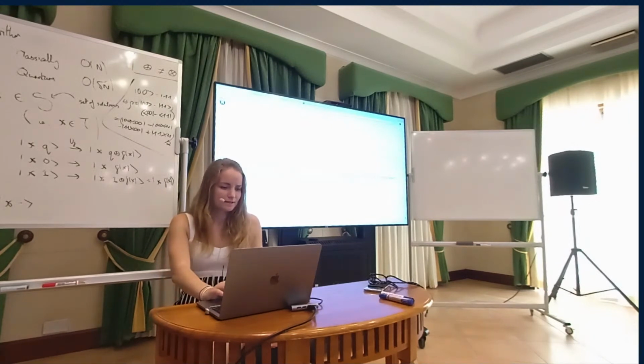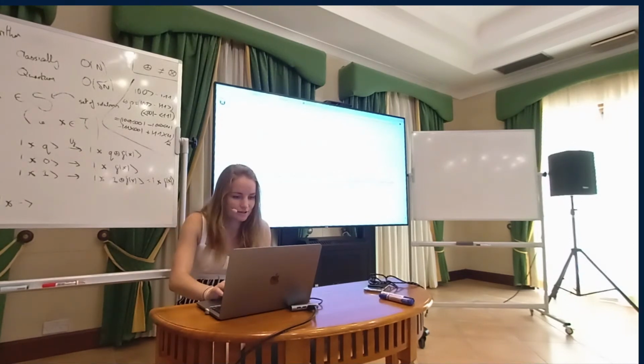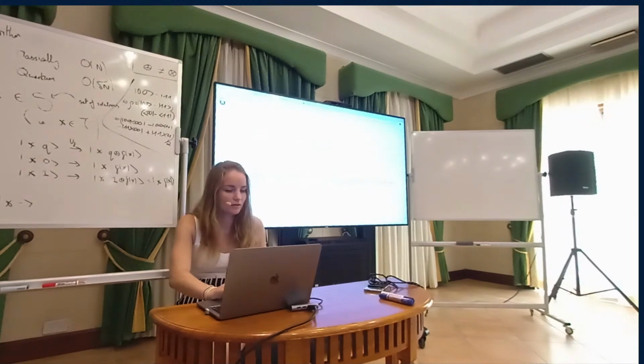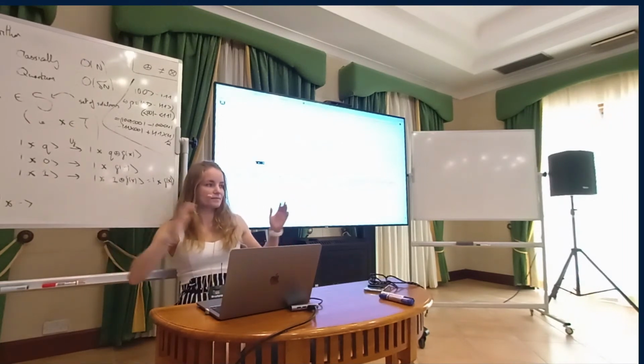Now the question is, okay, this was run now on the simulator. What if we would use an actual device? What I just did here is transpile the circuit to see what the depth of the circuit is, so how many time steps I would need.